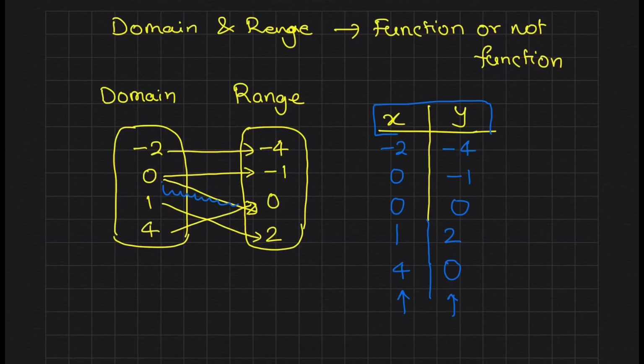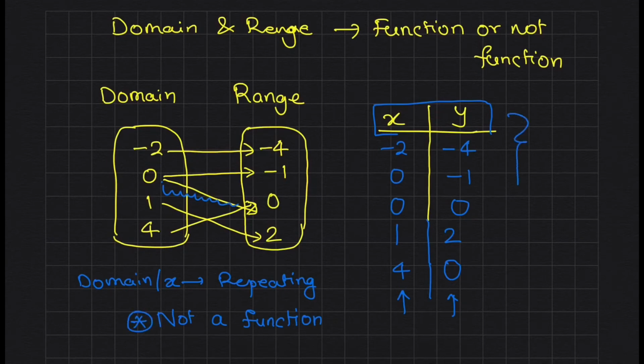And like we mentioned in the previous video, if the domain or x values are repeating, then that relation is not a function. So the example that we are seeing right now is not a function. Why? Because our domain values are repeated. In other words, our x values are repeated for different y values.